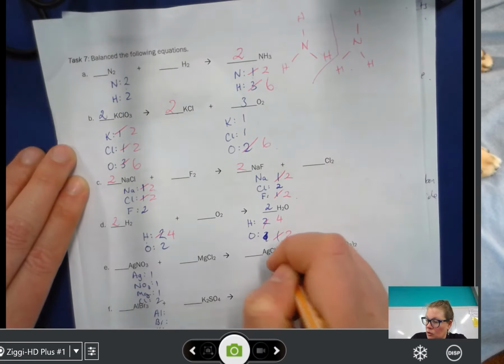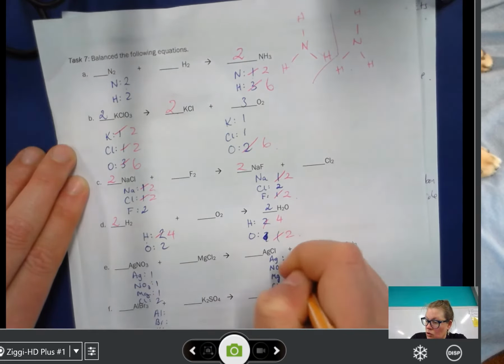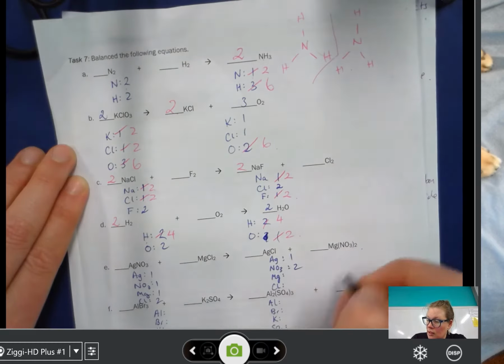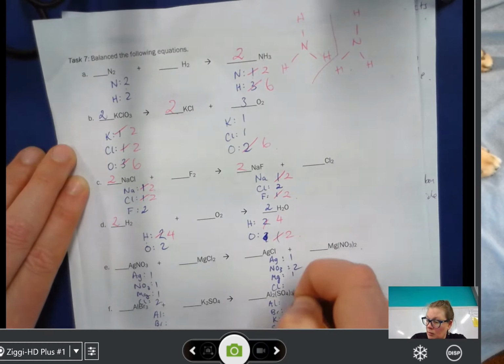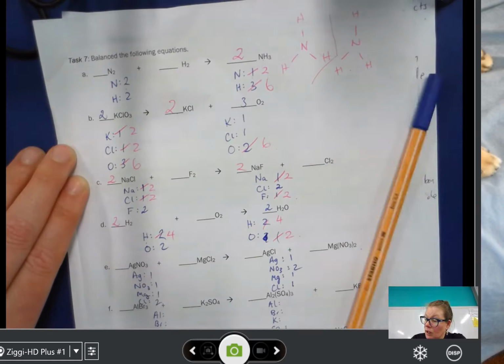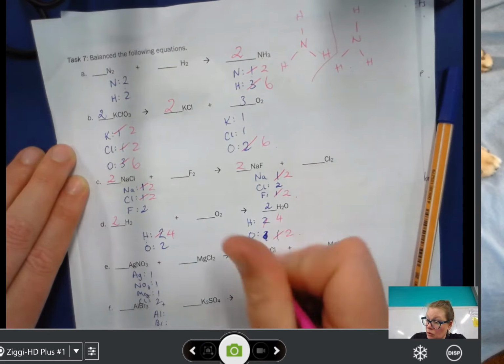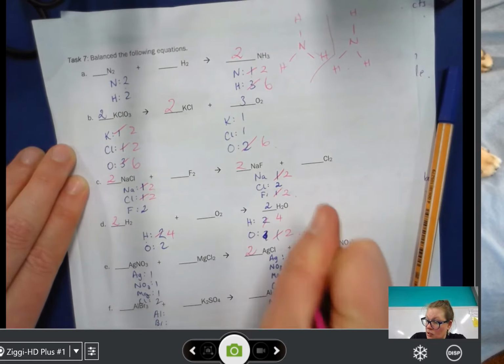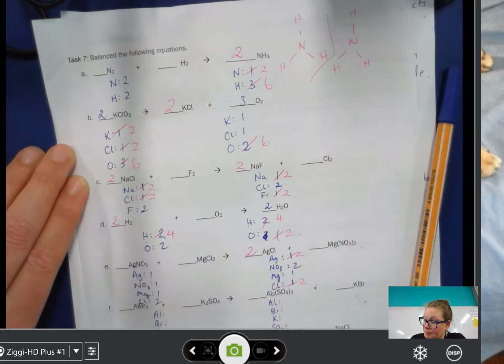Over here we've got 1 silver, 2 nitrates, 1 magnesium, and 1 chloride. So I'm going to balance my chlorides first, and I'm going to do that by putting a 2 in front of this, which changes that to 2 and that to 2.